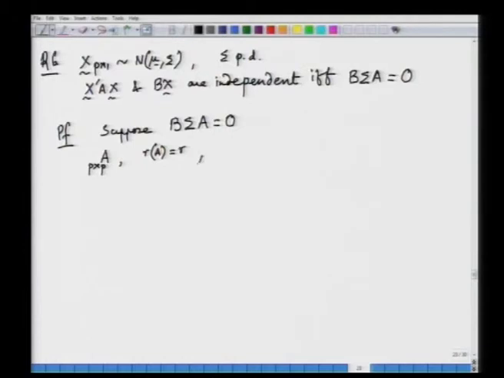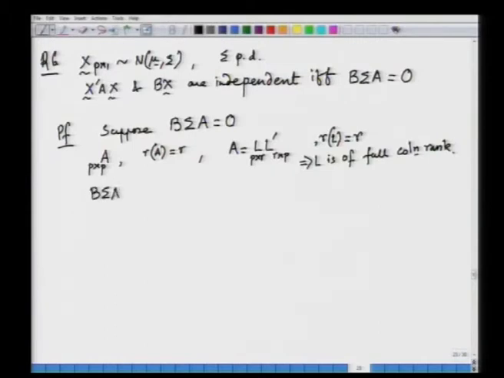So, I can have rank of A as R, and I can consider a rank factorization of A into L and L transpose, where L is of dimension P by R with rank of L equal to rank of A, which is R. Basically it tells me that L is of full column rank. We are going to use this later. This is nothing but the rank factorization of this matrix A, which is appearing in the quadratic form of X.